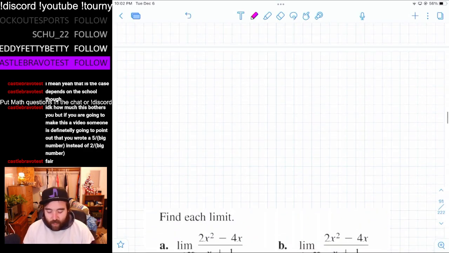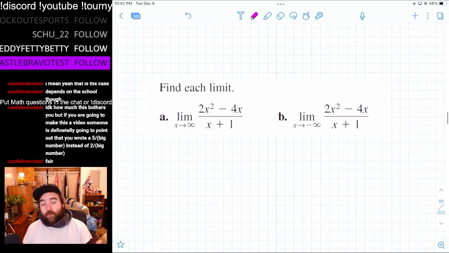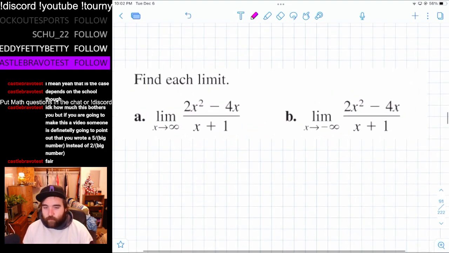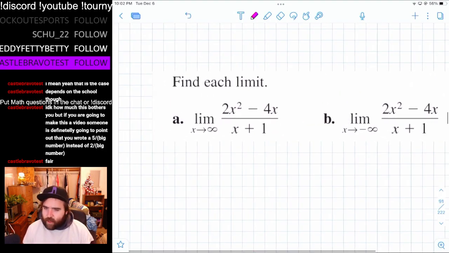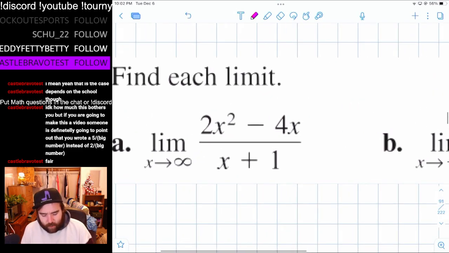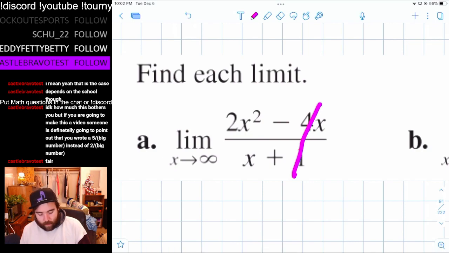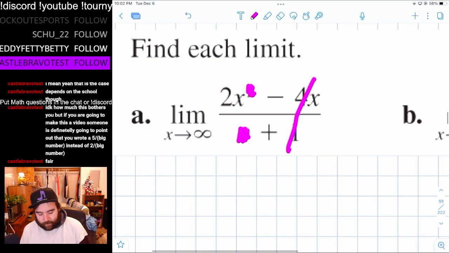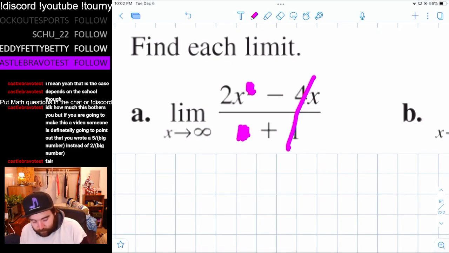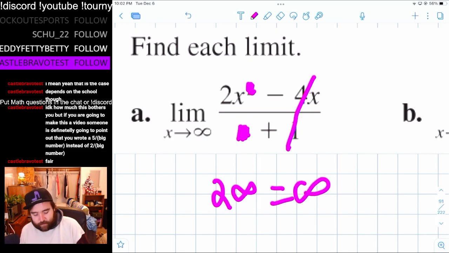That's just your normal rule: if you raise a negative to an odd power, it stays negative, or if you raise it to an even power, it's going to stay positive. And here we're applying that. Same rules as before, only the highest power matters. And then this is going to cancel. Then you plug in positive infinity, so it's going to be 2 times positive infinity. So that's positive infinity.